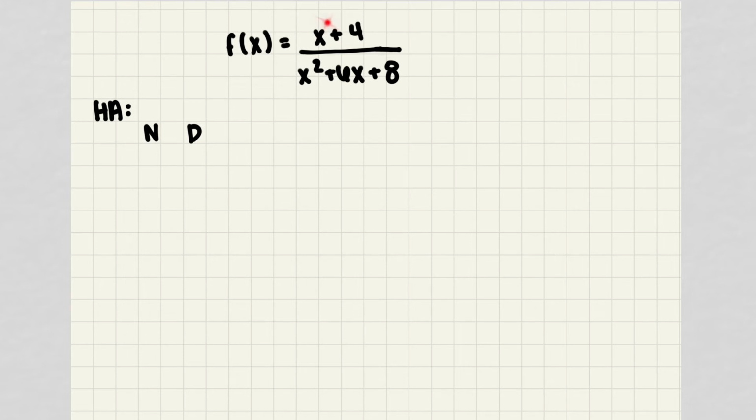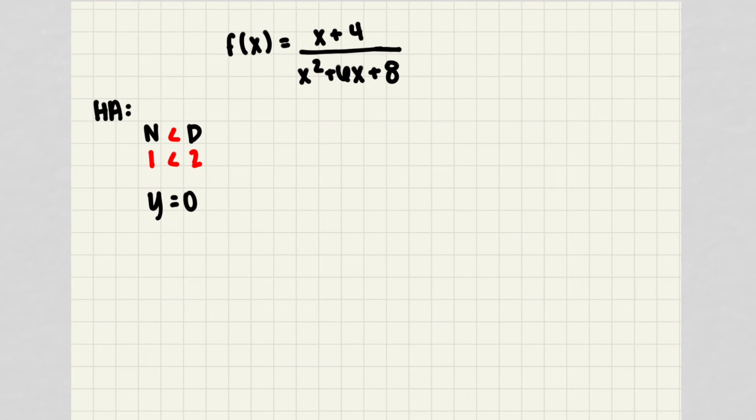So at the very top, the highest exponent I have is just x to the first, so that exponent in the numerator is 1. On the bottom, I have x squared, so that exponent is 2. When I compare 1 to 2, I know 1 is less than 2. So in this situation, my numerator is less than my denominator. If this situation happens, your horizontal asymptote is automatically y equals 0. You just have to memorize that. You don't do anything else with it.